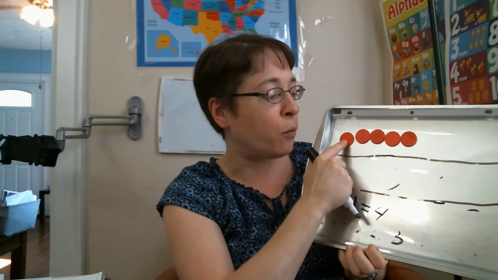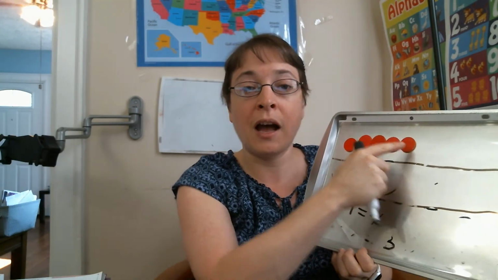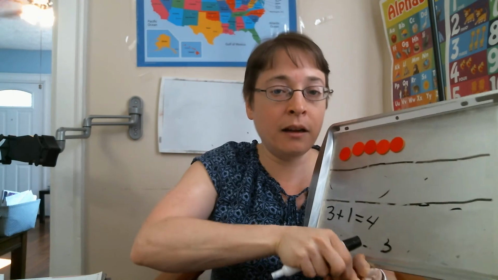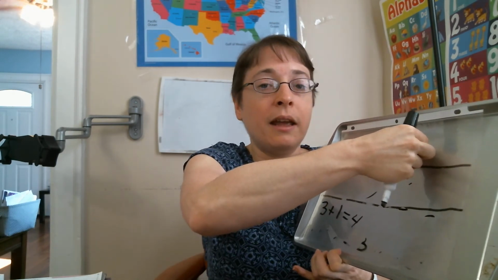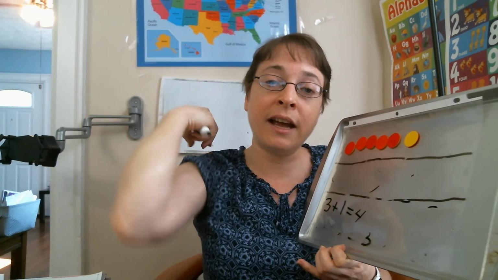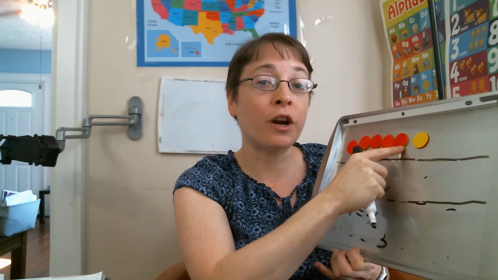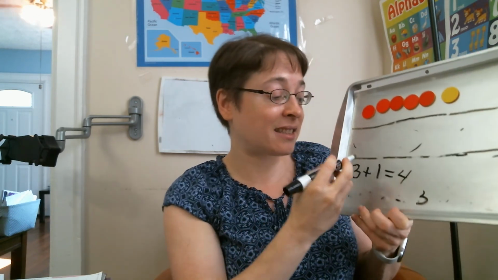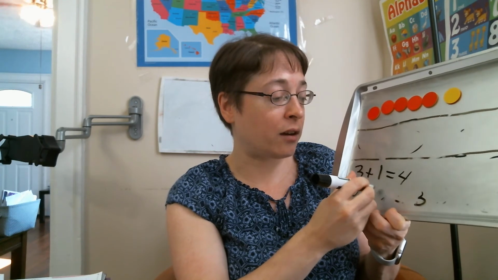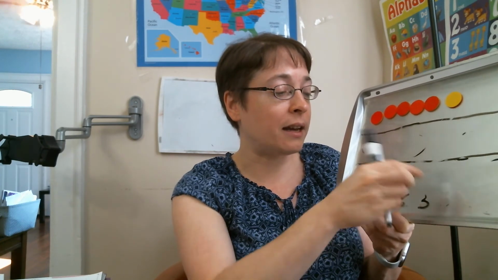Now let's try another number. How many do I have? 1, 2, 3, 4, 5. Add 1. How many are there now? 5, and 1 more is 6. So 5 and 1 is 6. Very good.